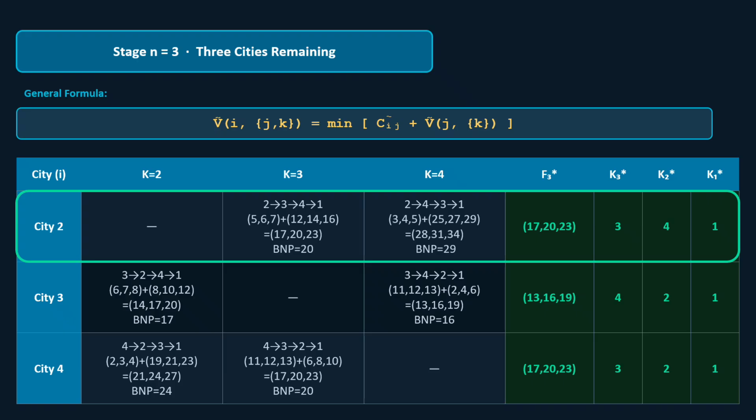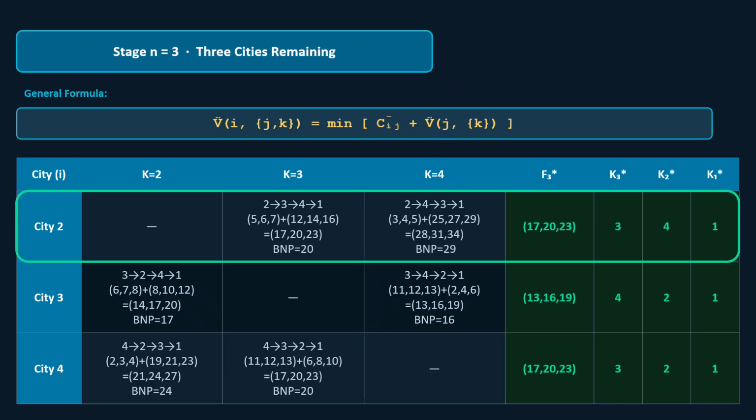This value was calculated in the previous stage for City 3 when K equals 4, which was 12, 14, 16. Sum 5 plus 12, 6 plus 14, 7 plus 16 equals 17, 20, 23. BNP equals 20. Route 2 to 4 to 3 to 1.